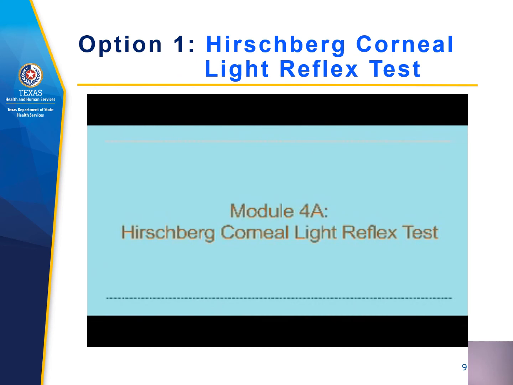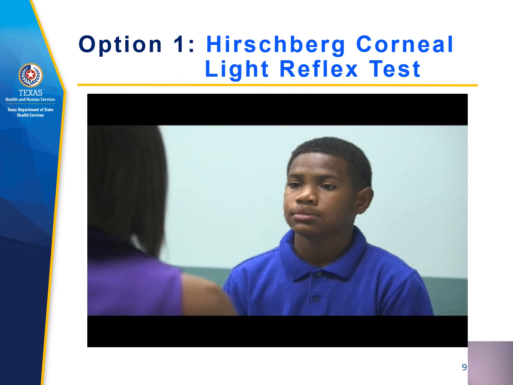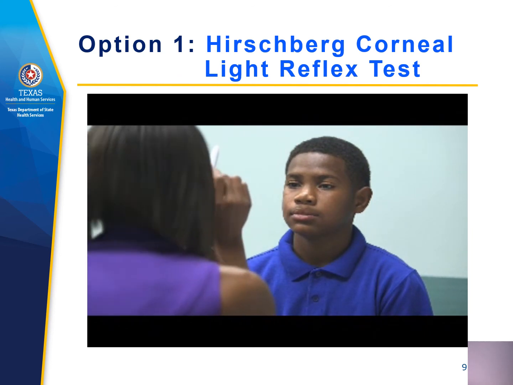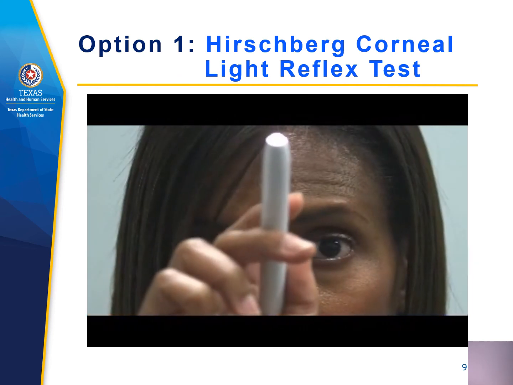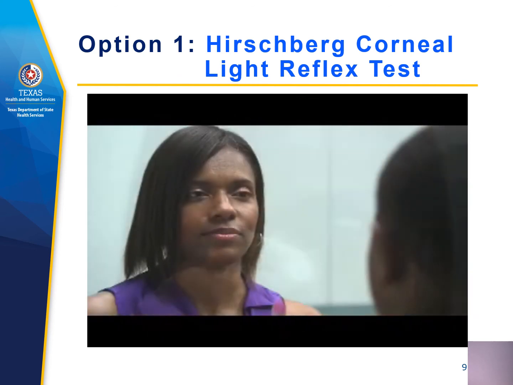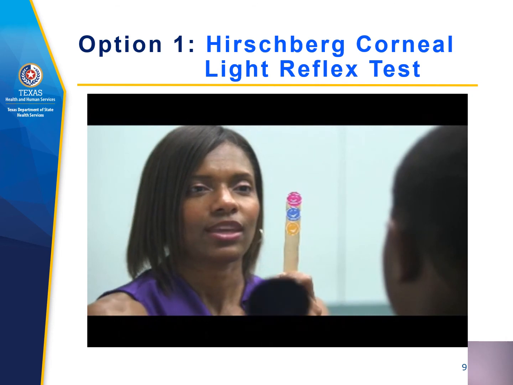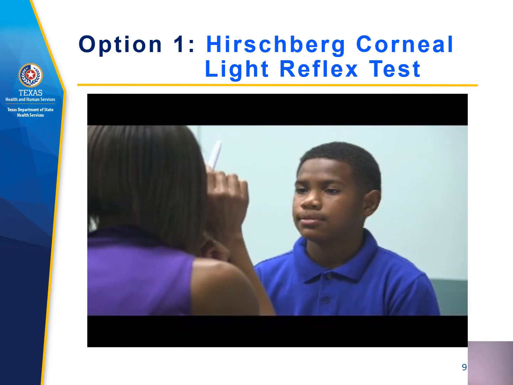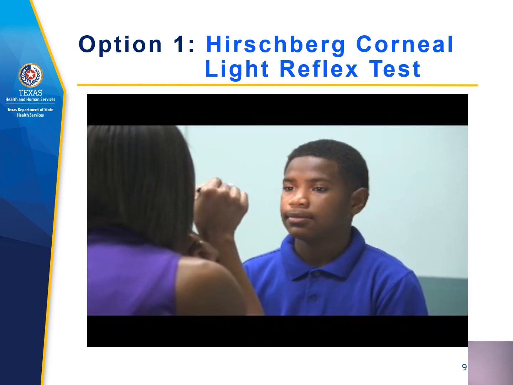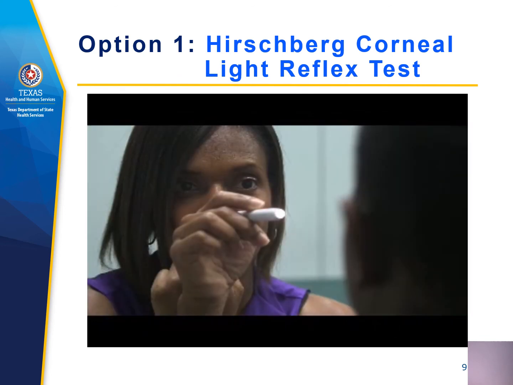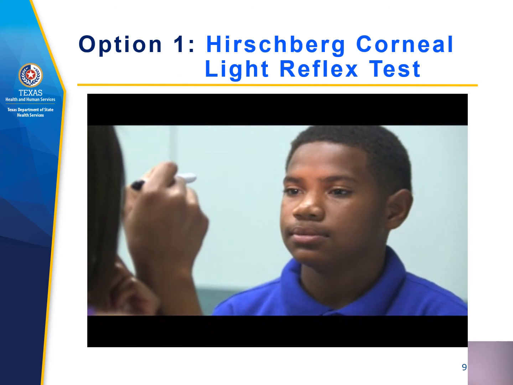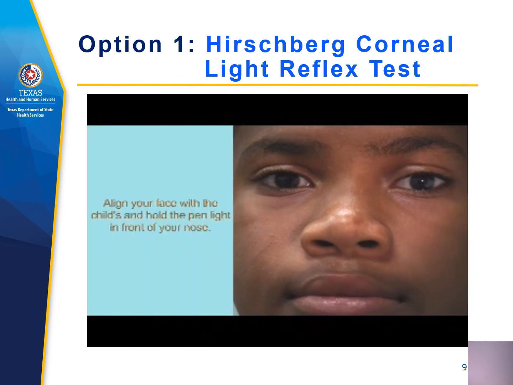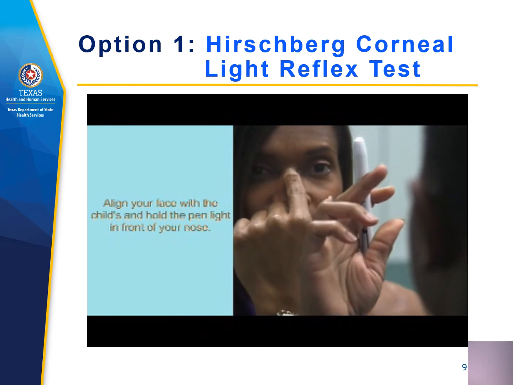Module 4A, Hirschberg Corneal Light Reflex Test. First, we'll demonstrate the Hirschberg Corneal Light Reflex Test, which detects muscle imbalance or misalignment of the eyes. All you'll need to conduct this test is a pen light and a solid, interesting object for fixation. Begin by positioning the child so that the pen light is held about 12 inches away from the child's eyes. You can use the length of your forearm for a reference when estimating how far away the light should be from the child. Align your face with the child's and hold the pen light in front of your nose.